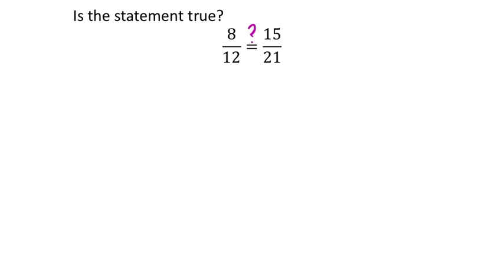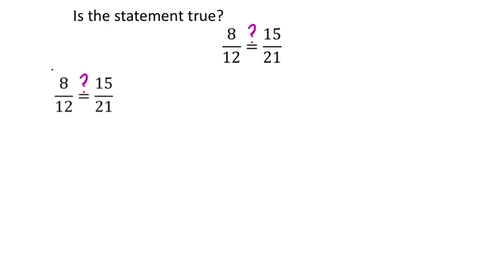So I'm going to put a question mark over the equal sign because I don't know if this is a true statement. So what this means is that the overall value of this left side of the equal sign, which is 8/12, or 8 divided by 12, it has to have exactly the same value as 15 over 21. Now there's lots of different ways you can do this. My preferred way is the calculator method. I think I'm going to end up doing this twice.